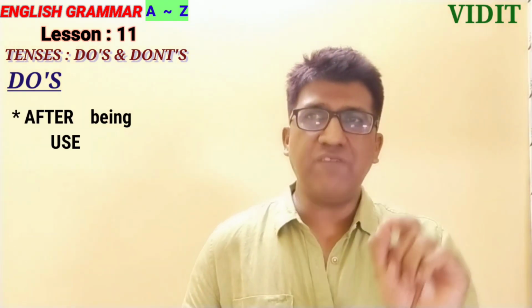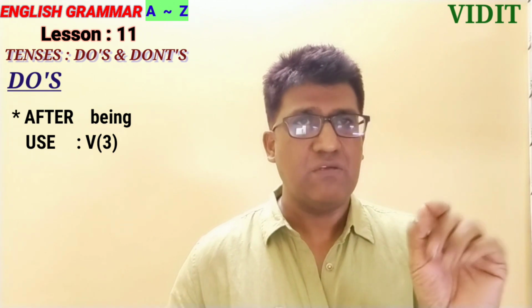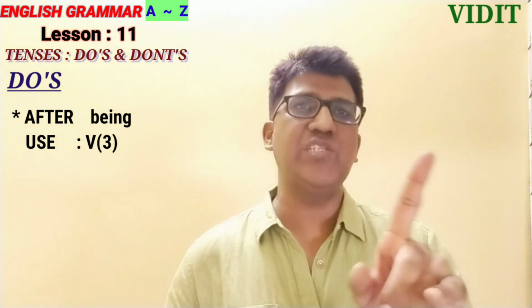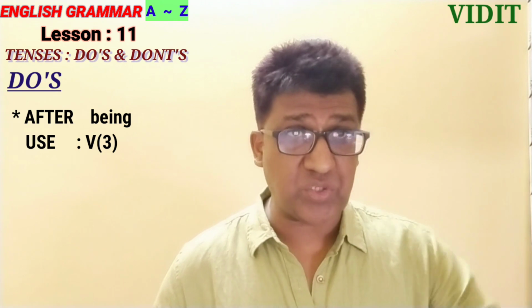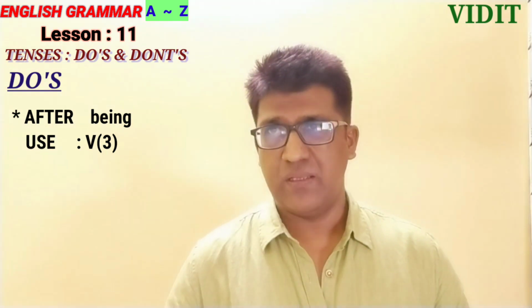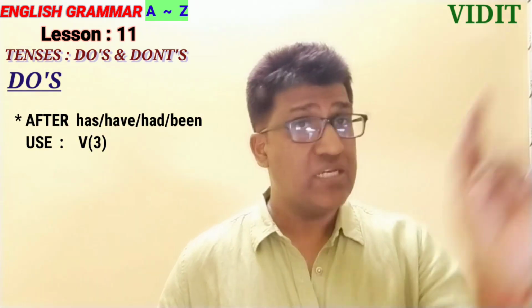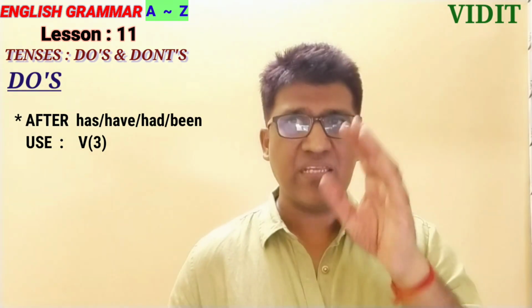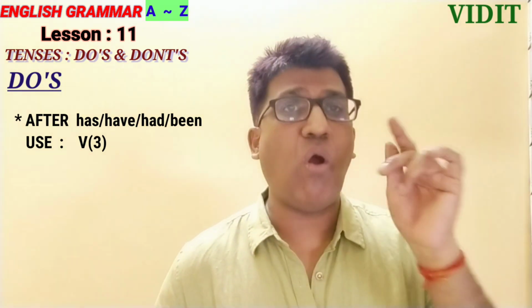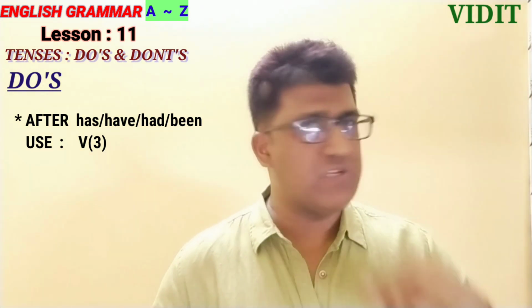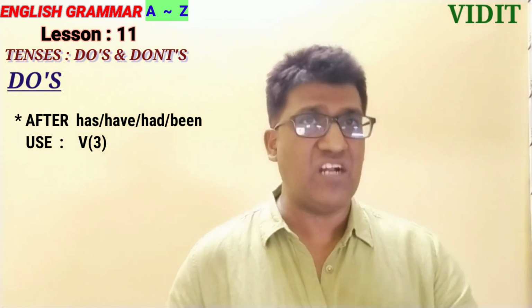Second is after being. Whenever there is being anywhere, always use the third form of the verb, meaning V3. After being there is always the third form. Similarly, whenever there is has, have, had or been, B-E-E-N, whenever any of them is there, always use the third form of the verb. We cannot use either the ing form, or the first form, or the second form. Only the third form comes along with these helping verbs.